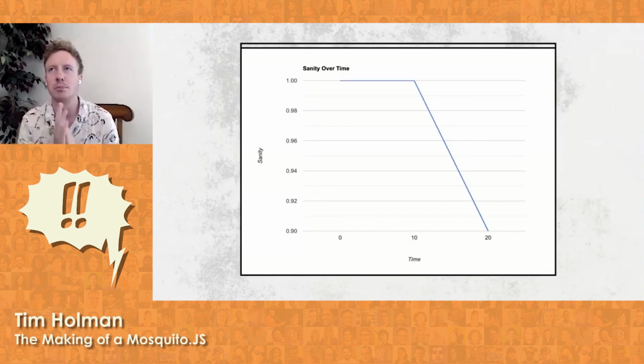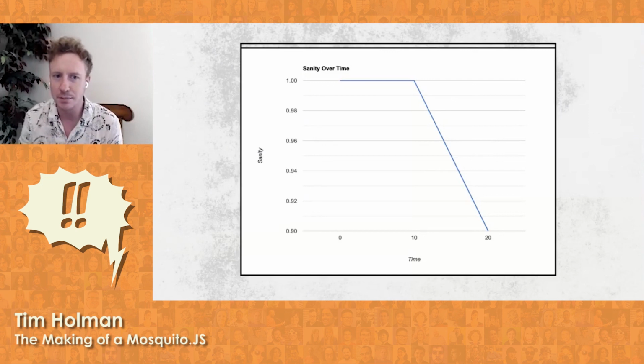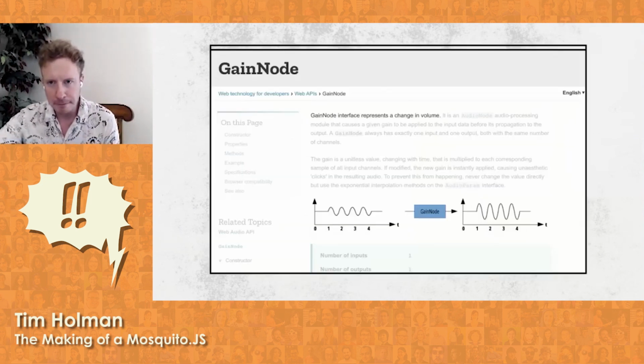A very annoying buzz, kind of space noise. My sanity immediately started to go down. I immediately had to search how to reduce web audio API volume. And lo and behold, up comes the gain node. So we figured out what that does.